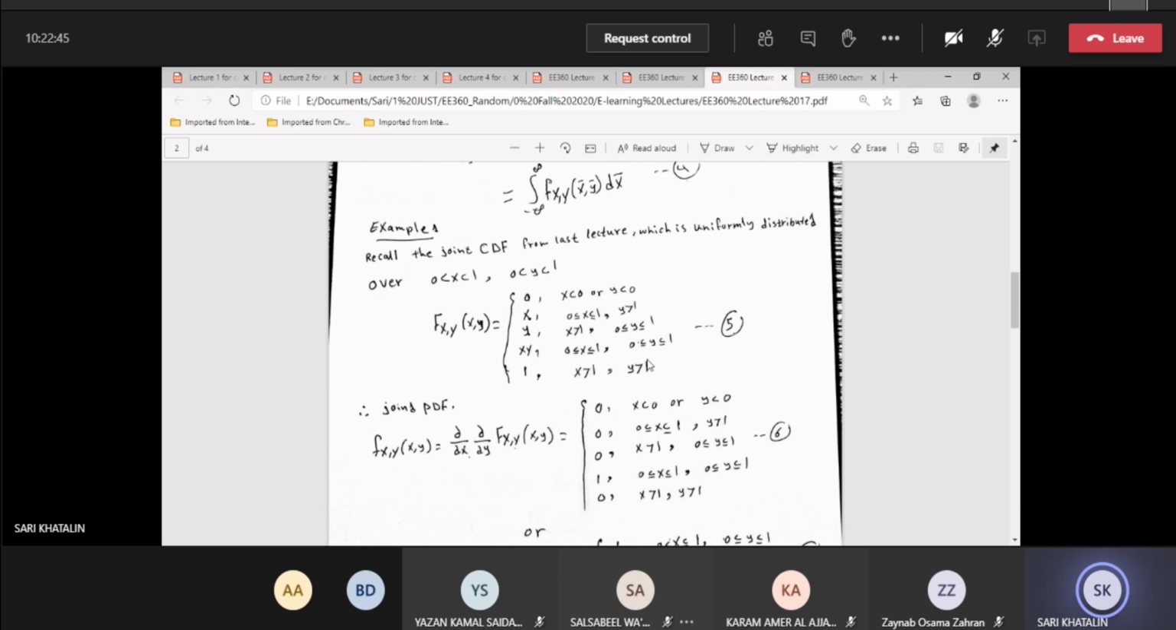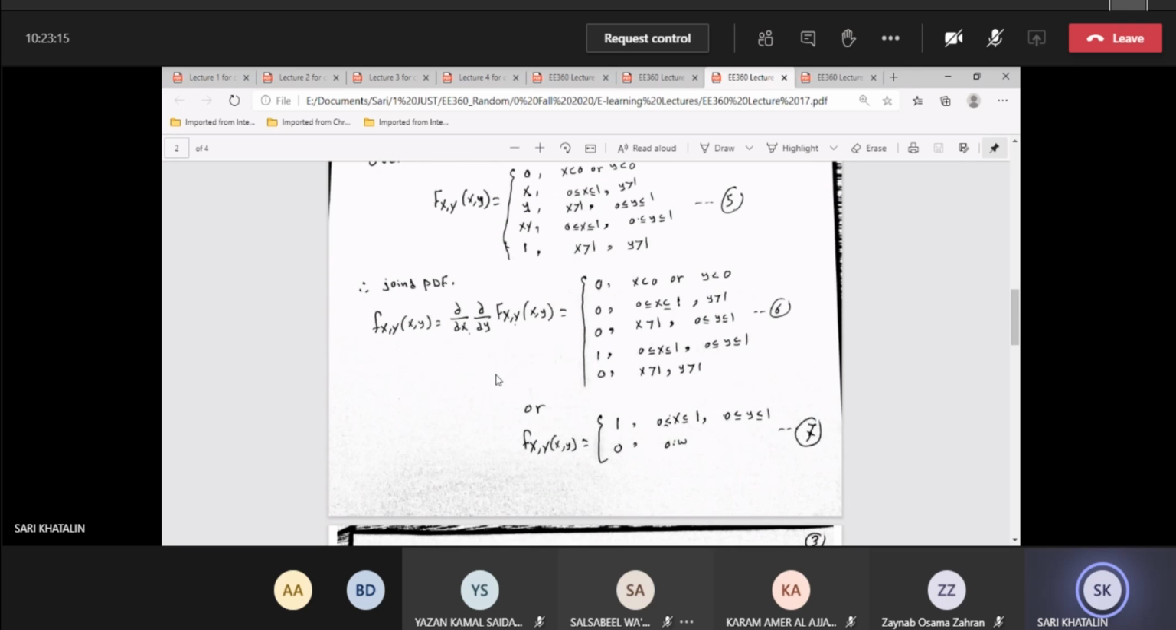So let's take a simple example. Let's go back to the example we had last lecture, just a minute ago, where we are given the joint CDF, which is uniformly distributed over 0 and y, where x and y are between 0 and 1 each. And so we have the joint CDF, and we need to find the joint PDF. So how do we do that?